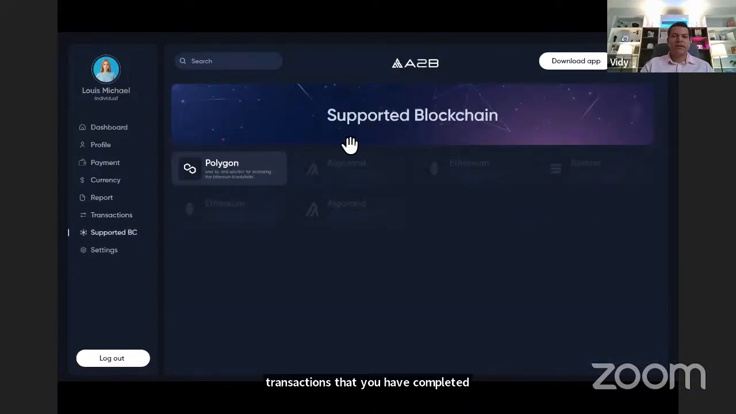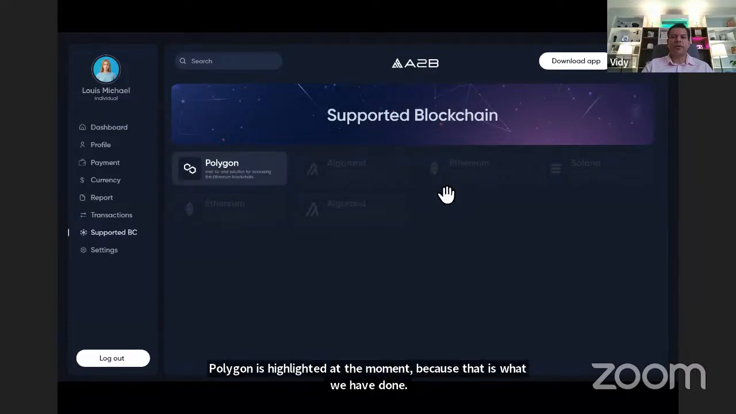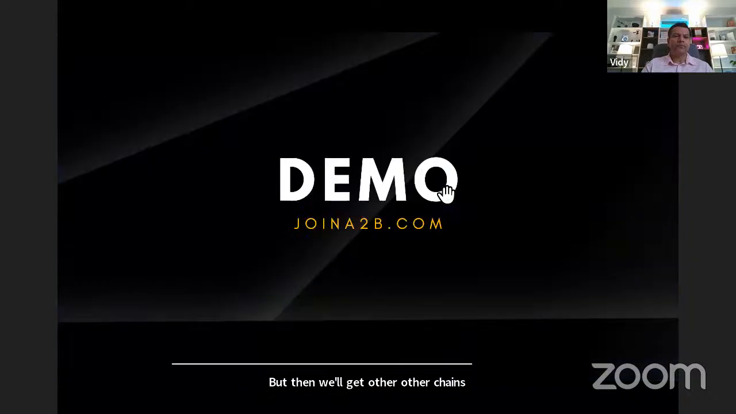Here you can see the supported blockchains on A2B. Polygon is highlighted at the moment because that is what we have done, but then we will get other chains on board slowly. Okay, so that was the explanation for the background about A2B.